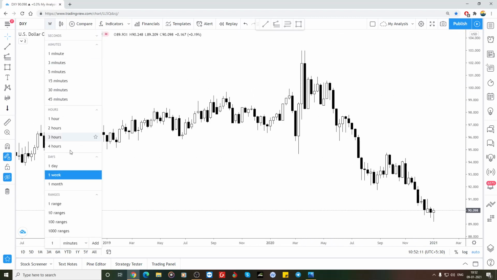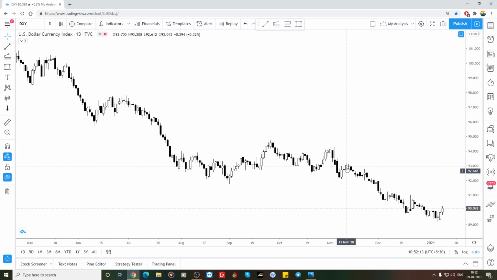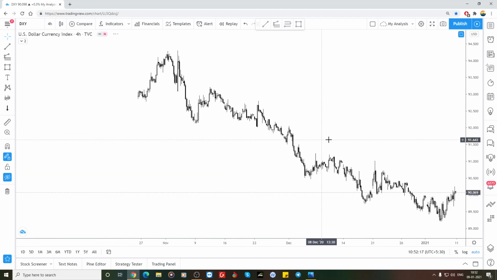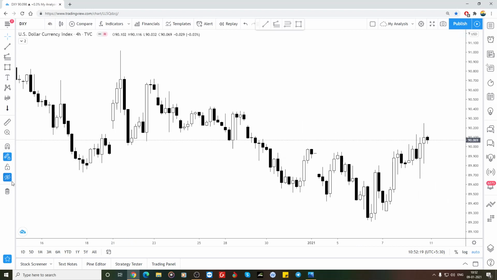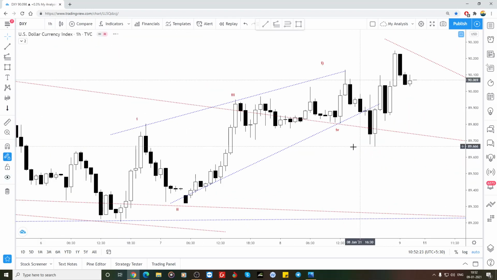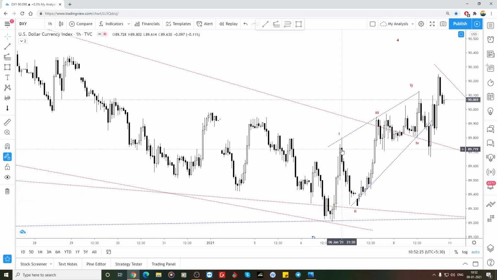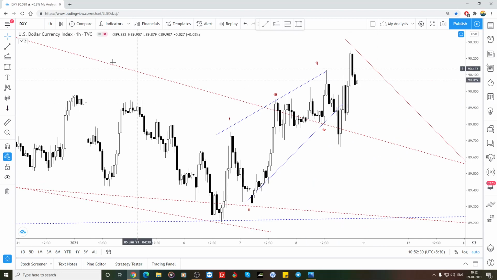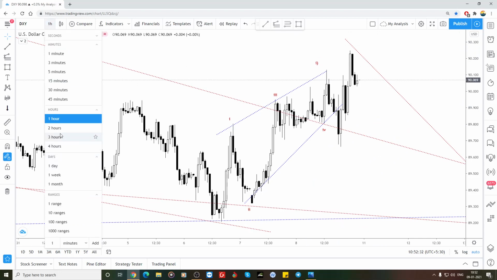So may or may not, it looks like it has already reversed for me, and it's a perfect 5 waves already completed here, 1, 2, 3. I'll show you that on the 15 minutes.